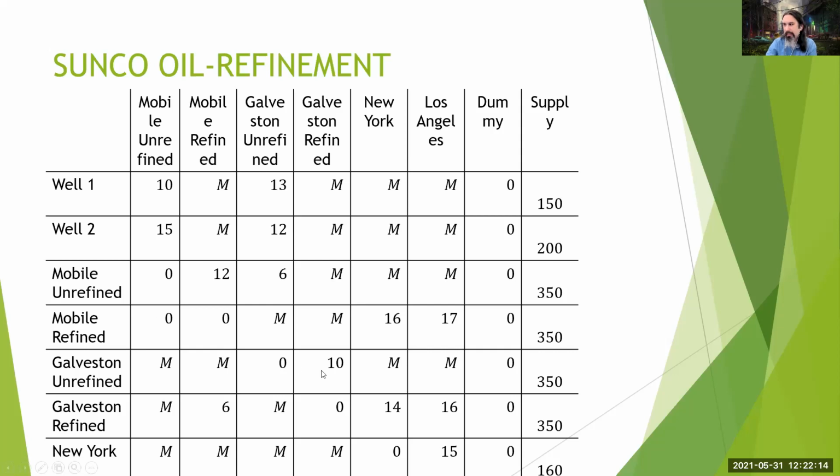So Galveston can get unrefined oil from well 1, well 2, or Mobile, but it cannot send anything to Mobile. It can only send to New York or Los Angeles after it is refined, as you can see. So it can also send to Mobile refined, it seems. Galveston can only send to Mobile after it has refined oil. It cannot send unrefined oil to Mobile, it seems.